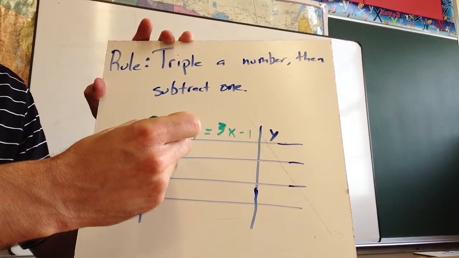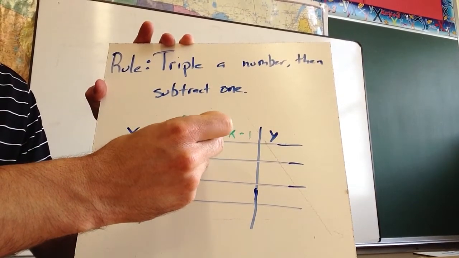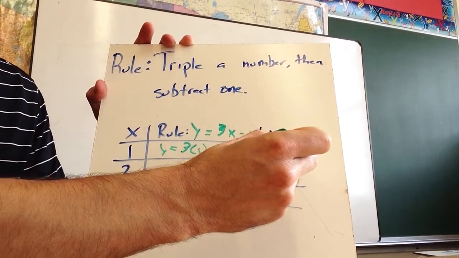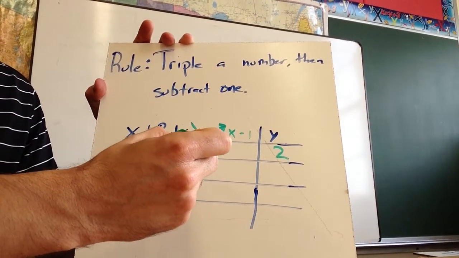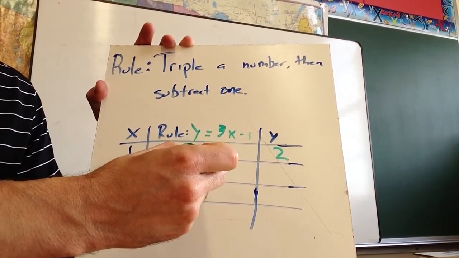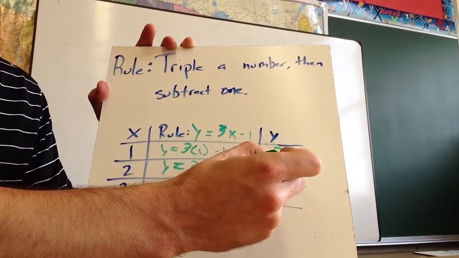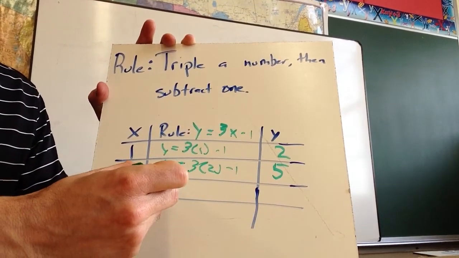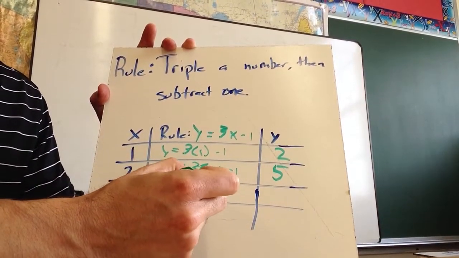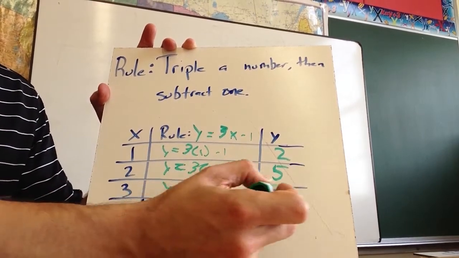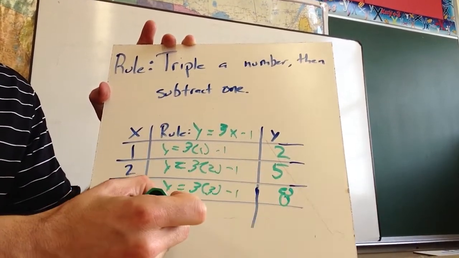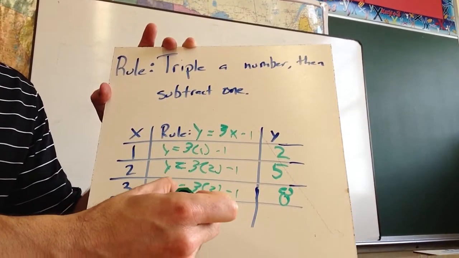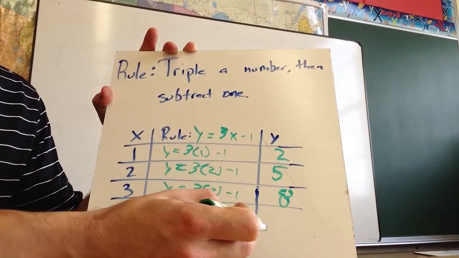So this is going to be 3 times 1 minus 1. This is going to be 3 times 2 minus 1. This is going to be 3 times 3 minus 1. And this is going to be 3 times 4 minus 1.